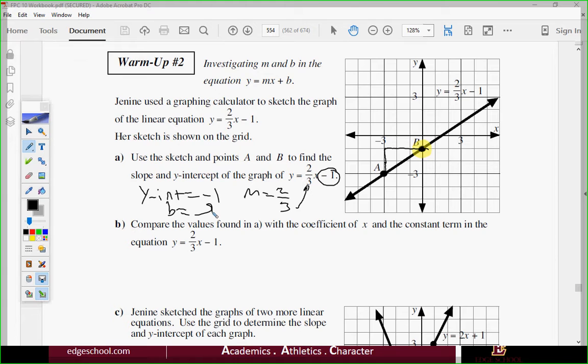Okay, compare the values found in A to the coefficient and the constant term of the equation. They're the same. So this right here could just go right there. m is 2/3. b is negative 1.